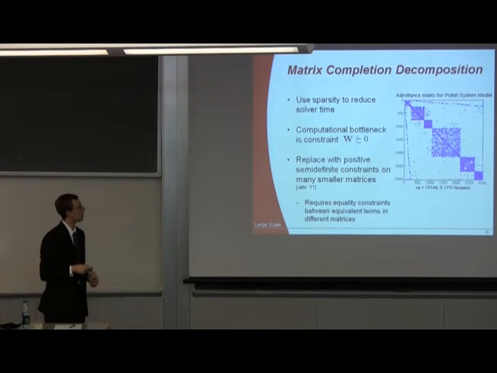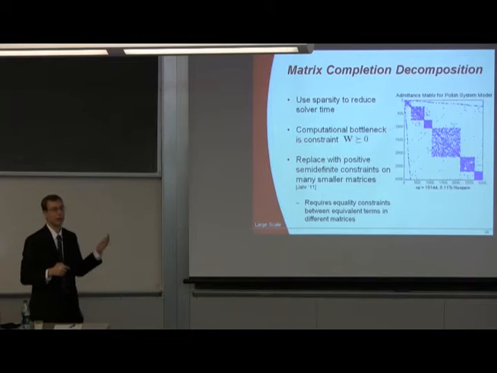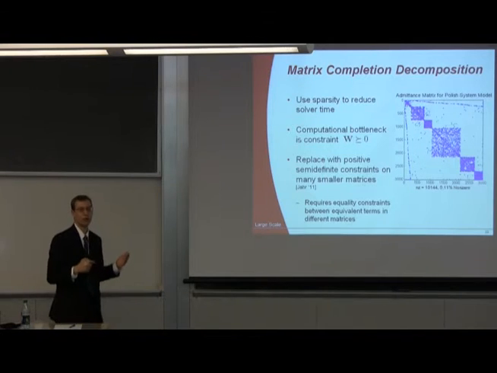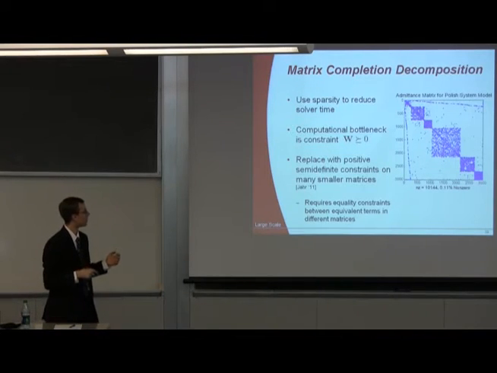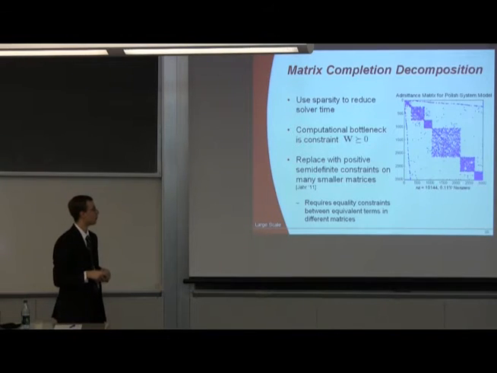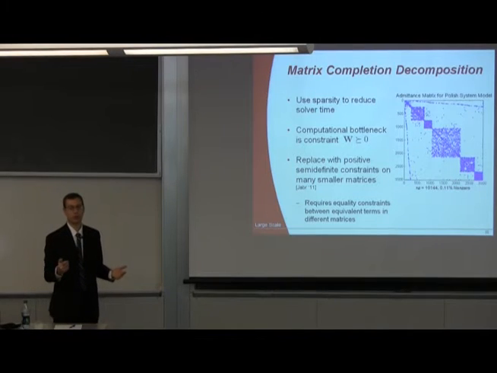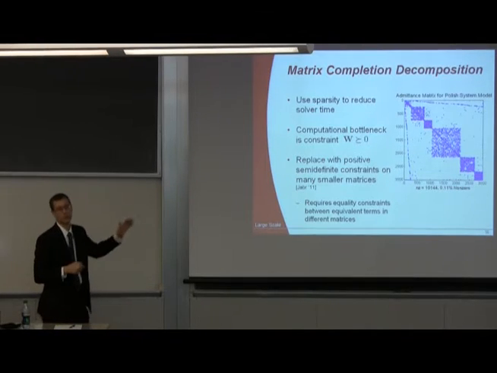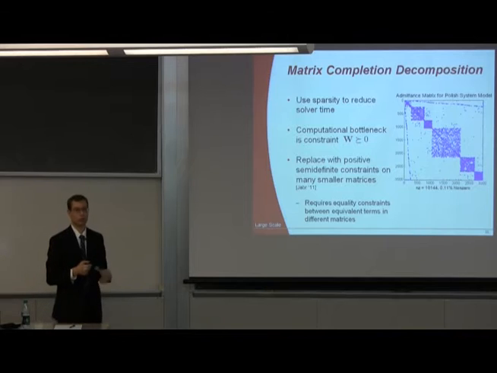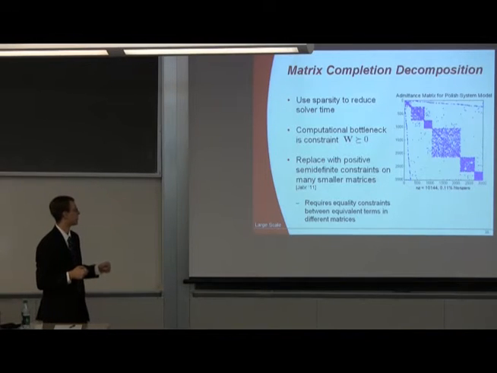So we see here, this is an admittance matrix for a Polish system model. We have openly available models for Poland for whatever reason. And you can see here how sparse it is. This is representing, you know, each dot here would be a transmission line. And you can see that only 0.1% of the possible combinations of transmission lines actually exist. So we need to use this sparsity in order to make these problems run for big systems.